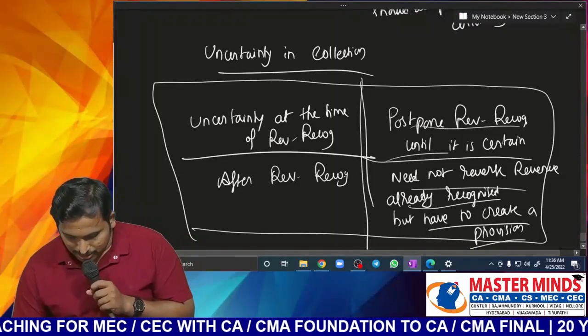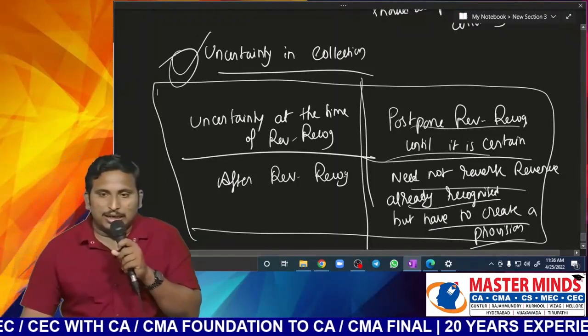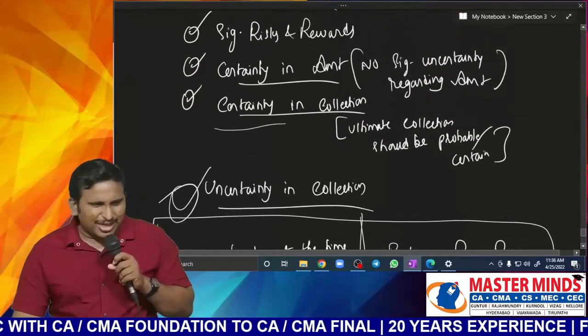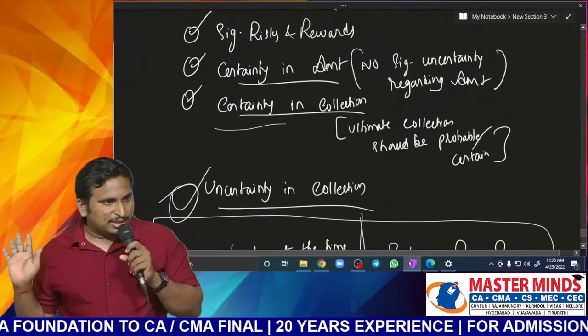In this way, there is a topic with respect to uncertainty in collection. At this point, is it clear? Okay. Next, uncertainty in amount is very simple, sir. Whenever the amount is certain only, then we will recognize the revenue.